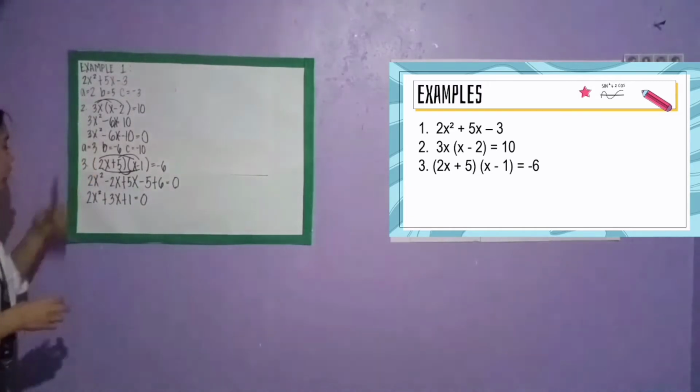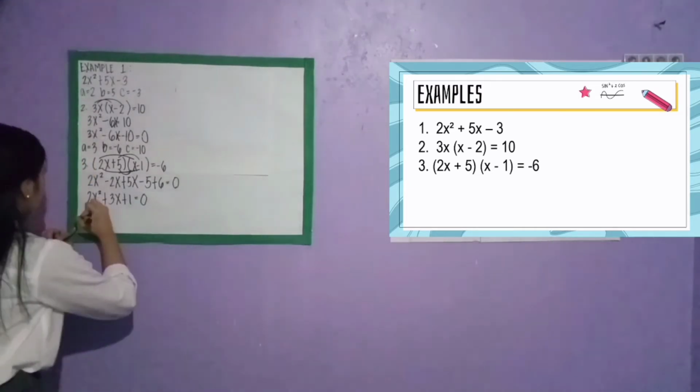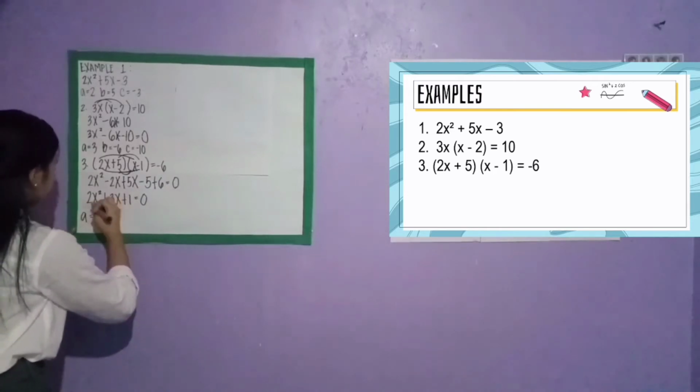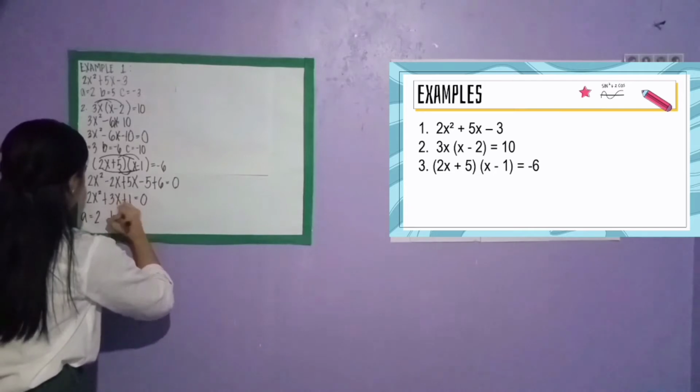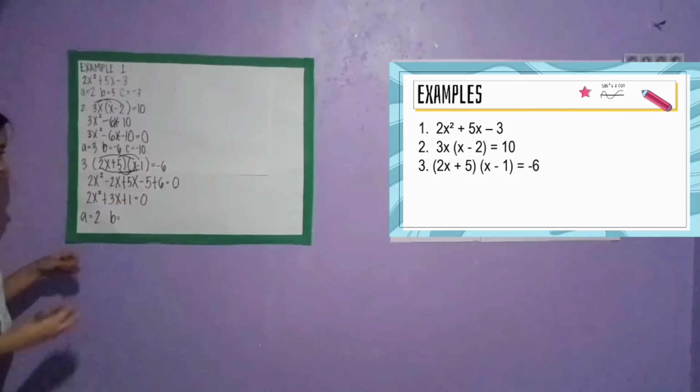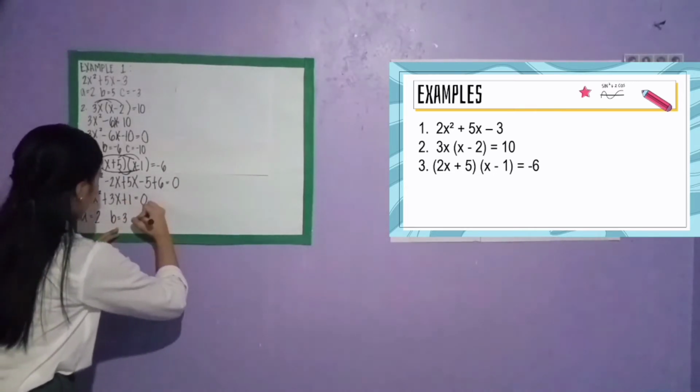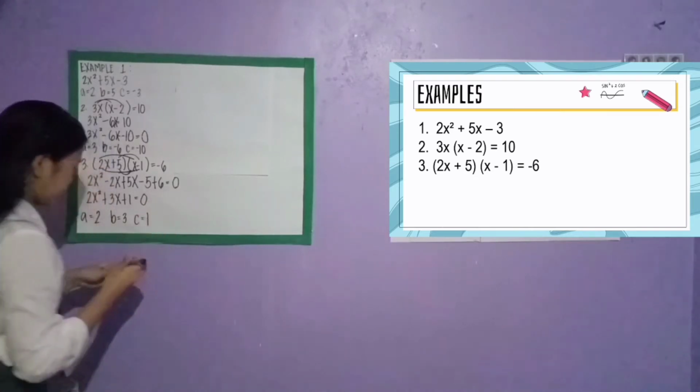So, after that, we will get the A, B, and C. So, A is 2, B is 3, and C is 1.